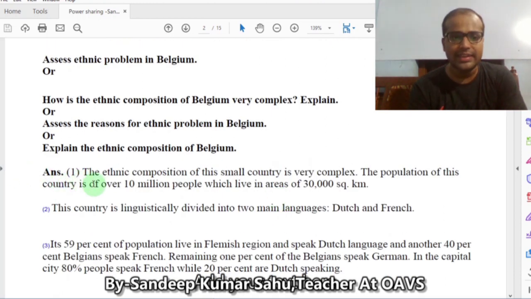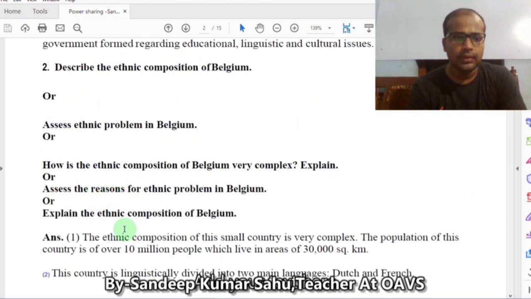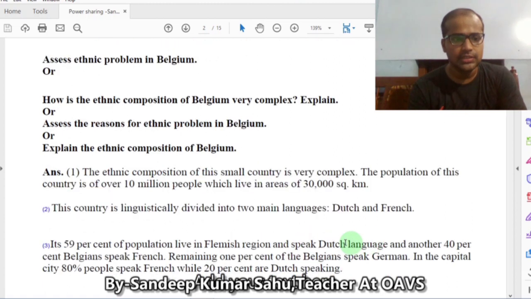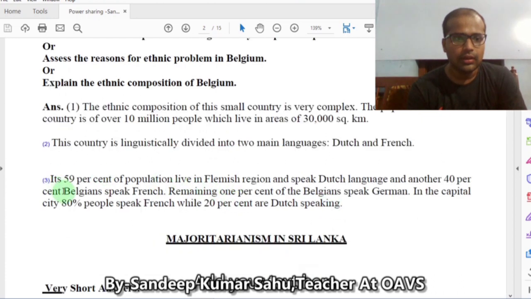Point one is the ethnic composition of this small country, which is very complex. The population of this country is over 10 million, which is half of Haryana state, and the area is only 30,000 square kilometers. Point number two, the country is linguistically divided into two main languages, Dutch and French. 59% of the population lives in the Flemish region and speaks the Dutch language.